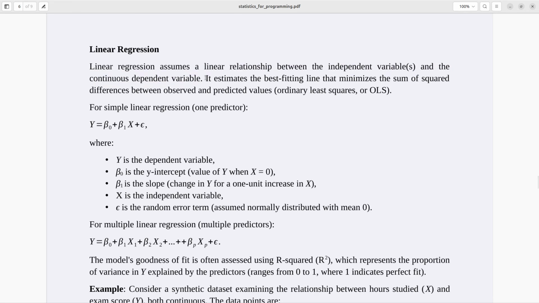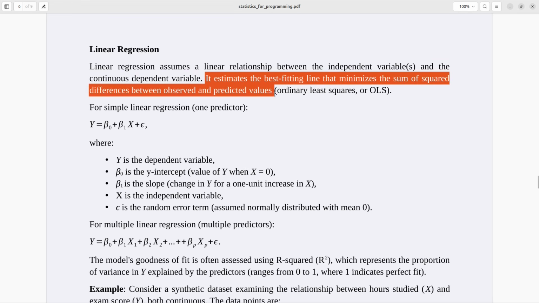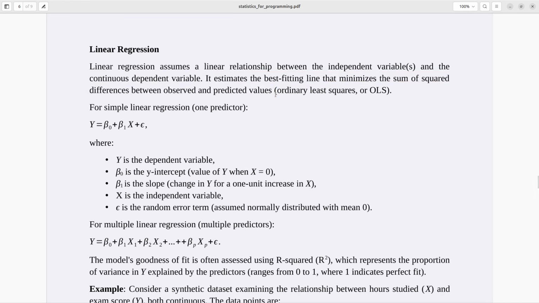And it can estimate the best fitting line that minimizes the sum of the squared differences between the observed values and the predicted values coming from data. So if we want to delve into this topic, we have to learn the ordinary least squares method, or what we call the OLS method, okay? But in this video, we won't go into such detail. I just want to show the result.